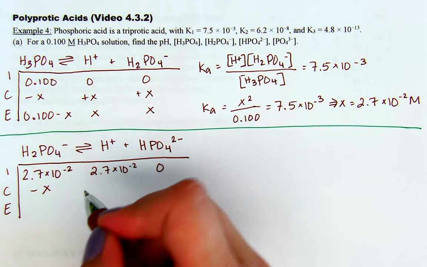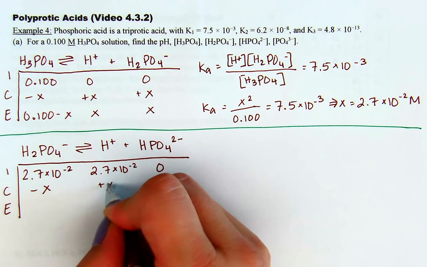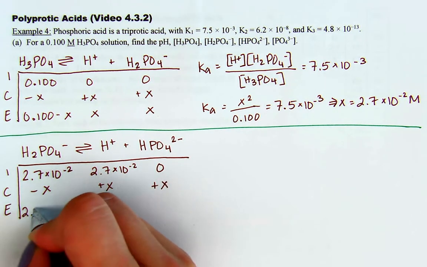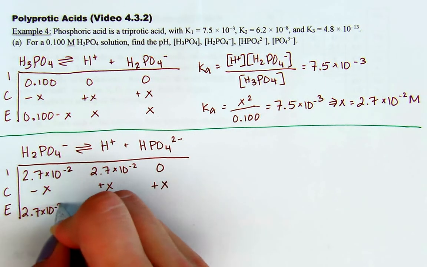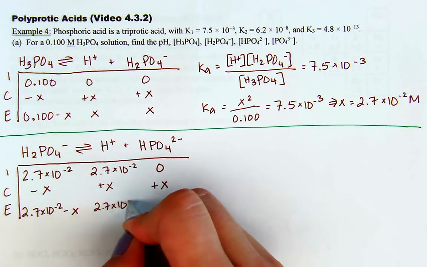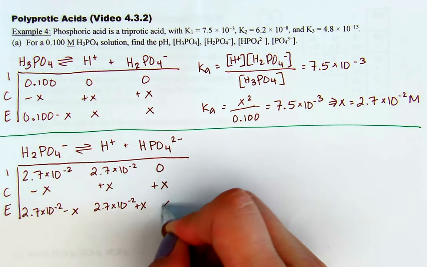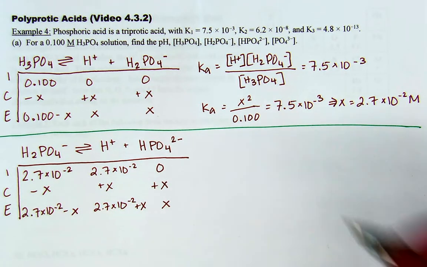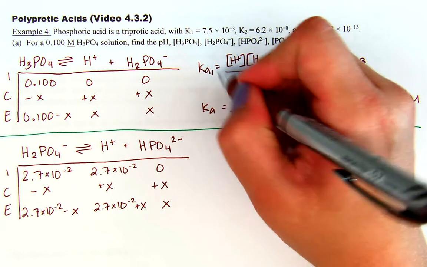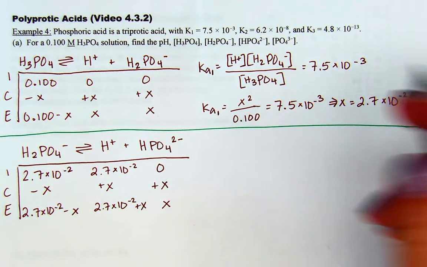And then we just move on like we usually do. So we're going to lose some x amount we don't know. We're going to gain that same x amount there and there. So your ending numbers are 2.7 times 10 to the negative 2 minus x, and then 2.7 times 10 to the negative 2 plus x. And you have your x there. Alright, let's write our second Ka expression. So this actually, I'm going to write a little 1 so we don't get these confused.